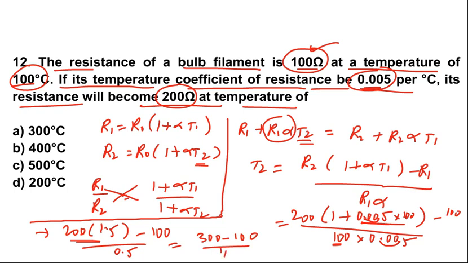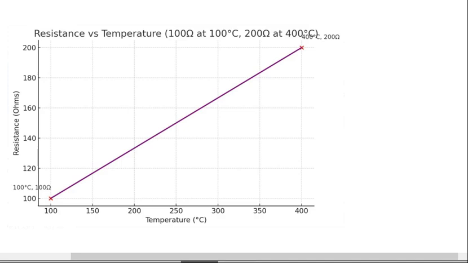Okay, 0.5 means 1 by 2. So 200 by 1 by 2, you are getting 400. And you are getting 400 as the answer. Diagrammatically also we can show this. You can see, for better understanding, I have shown in the diagram.